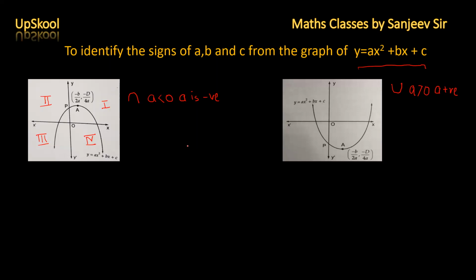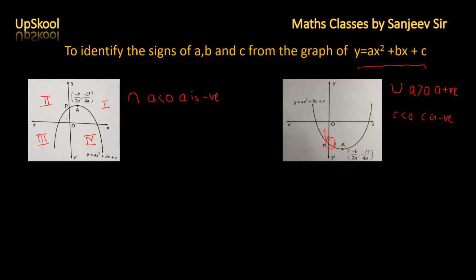Now we will know about the sign of c. The sign of b we will be discussing later. To find the sign of c, we have to see where this graph is intersecting the y-axis. If it is intersecting on the negative axis, like here, then c is less than 0, that is, c is negative.